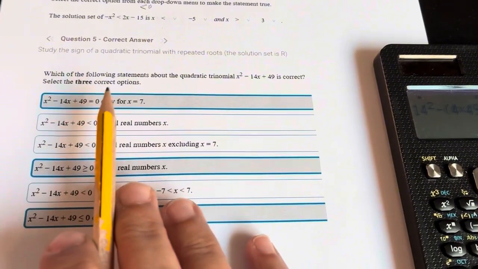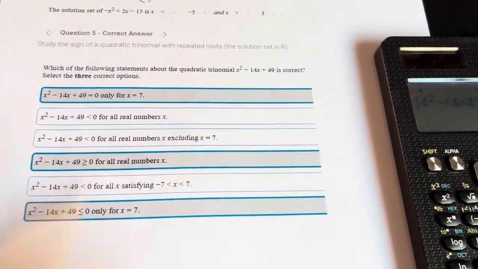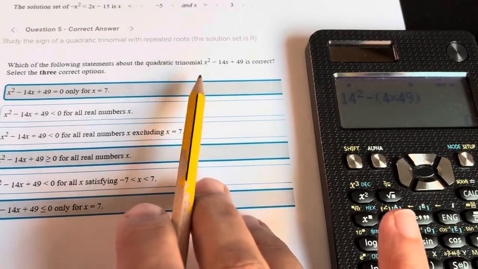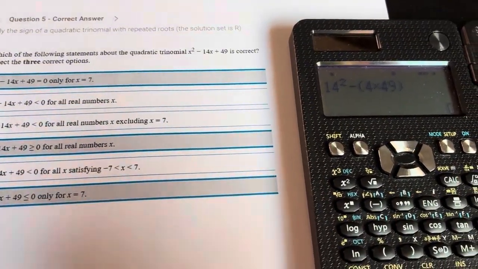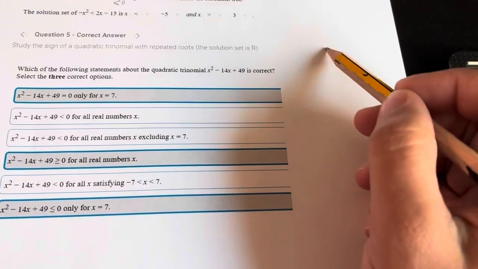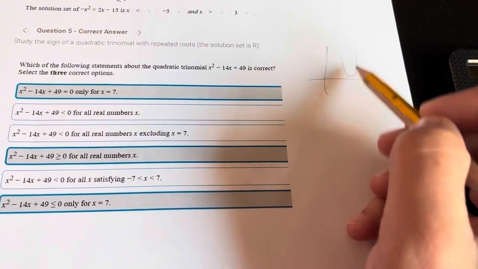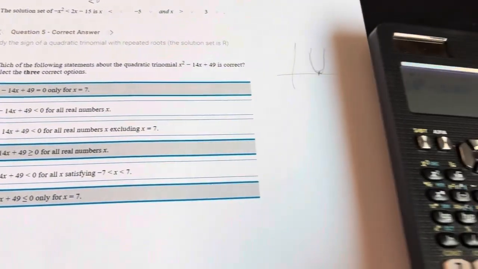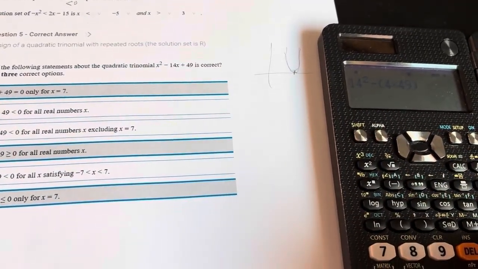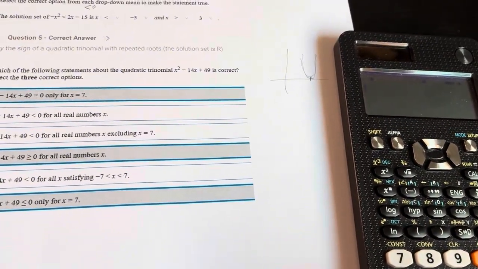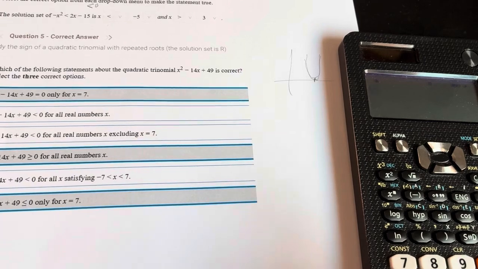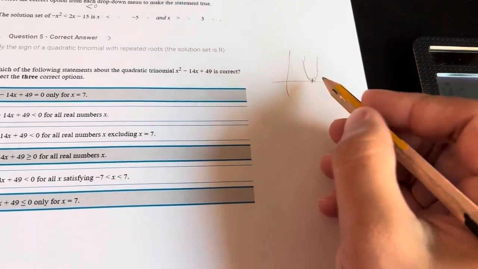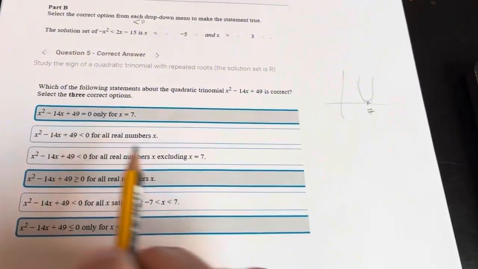Question 5, again, which of the following statements about this equation is correct? Let me get b squared minus 4ac: 1 times c, 49, is equal to 0. So your curve is something like this, touching the x-axis at one point. Let me get the root. The root is minus b over 2a, so minus 14 over 2 times 1. So your root is 7. This is 7. Let's see what he says.